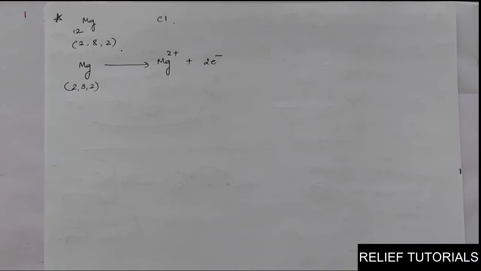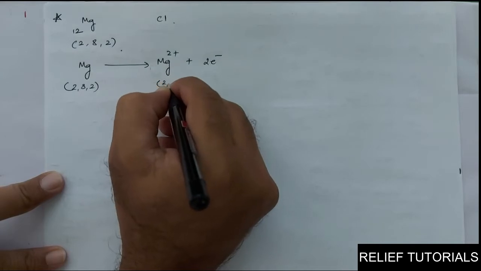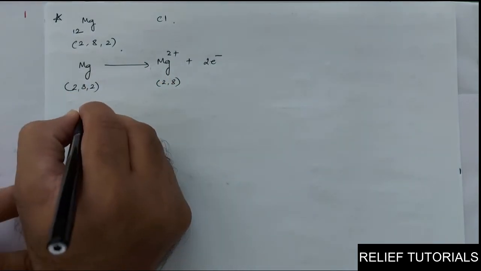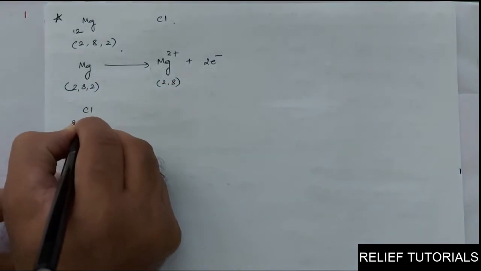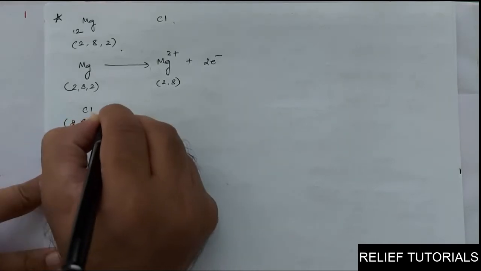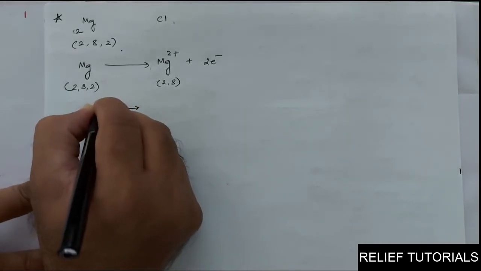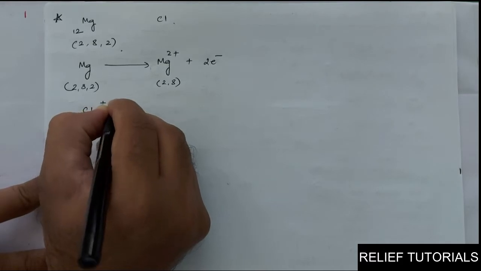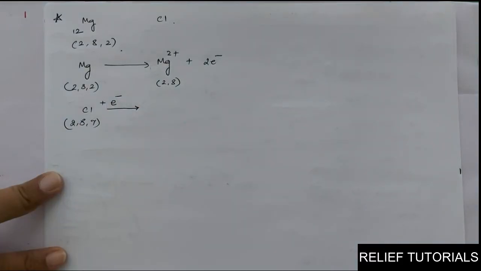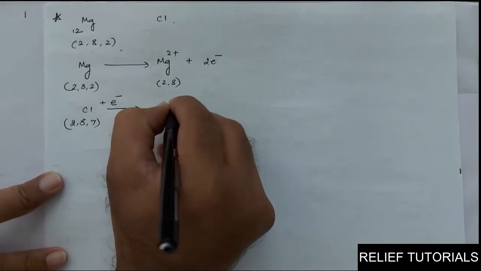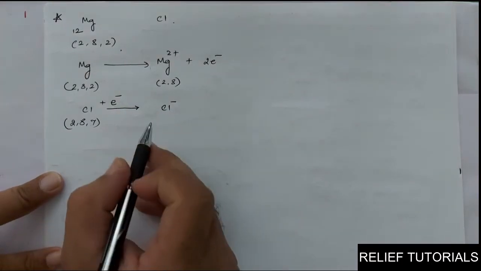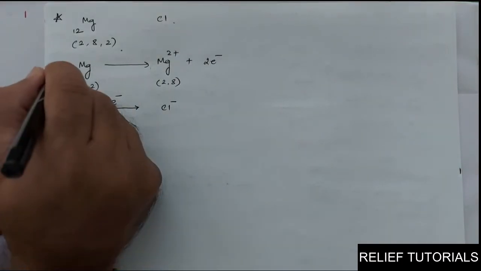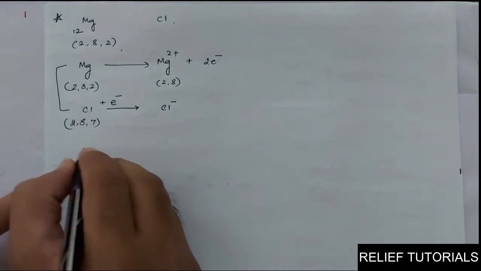Now if you think about chlorine, the configuration of magnesium 2+ is 2, 8. Now chlorine has atomic number 17, and its configuration is 2, 8, 7. So it is going to gain 1 electron. Sorry, let me represent 1 electron here. So it forms Cl minus. Okay. But now when you think about the reaction between magnesium and chlorine, let me draw the structure.